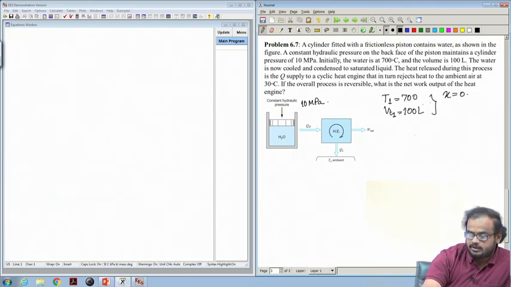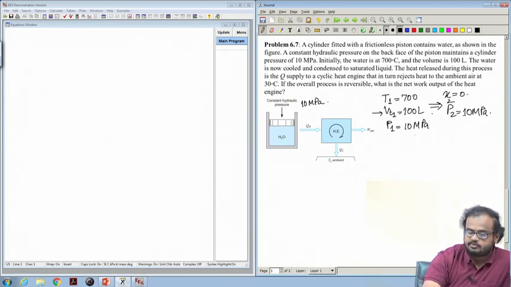So what is the quantity here we have? V total is not an independent quantity. So the quantity is actually the pressure, and it is going from this state to state 2 where it is a saturated liquid. And so here the pressure remains constant. So P2 is 10 megapascal.